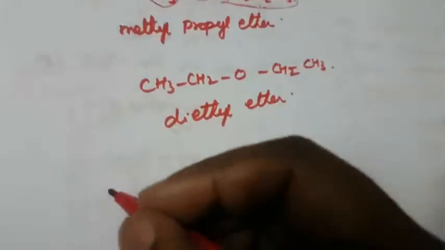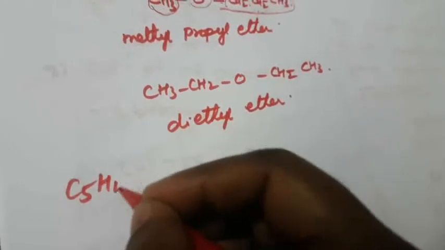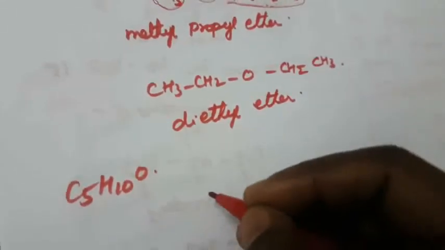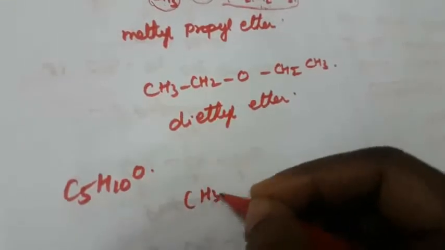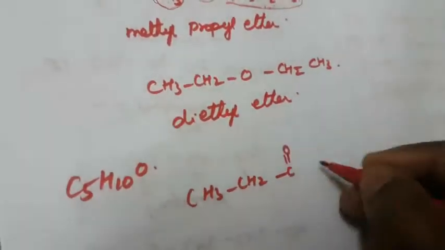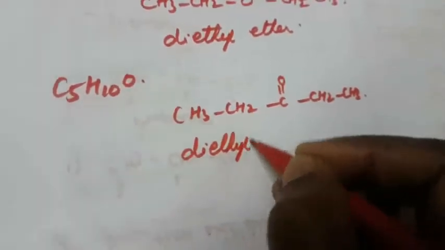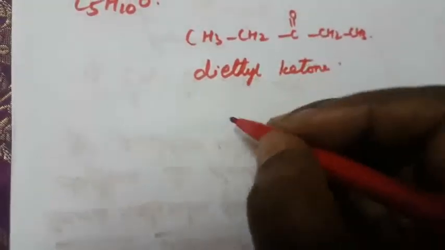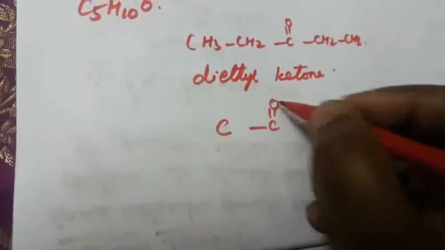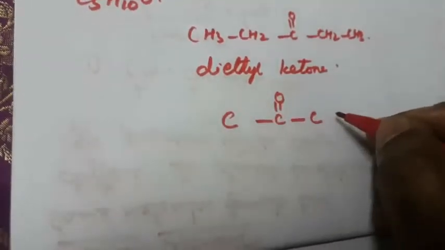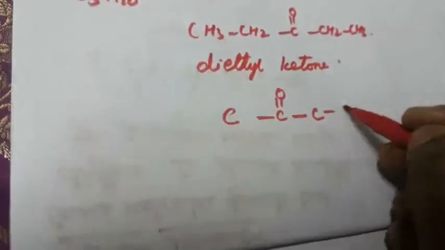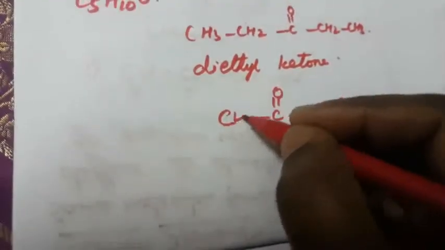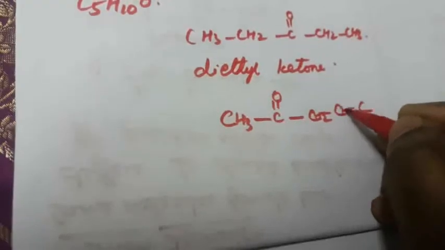So another example: C5H10O. Okay, what is the compound name? That is the ketone functional group. CH3 CH2 C double bond O, and here CH2 CH3. So here also an ethyl group. So diethyl ketone. Again I am writing here 1 carbon, here a double bond, here 2 carbons. That is 5 carbons, and the remaining 3 carbons: CH3 CH2 CH2 CH3.